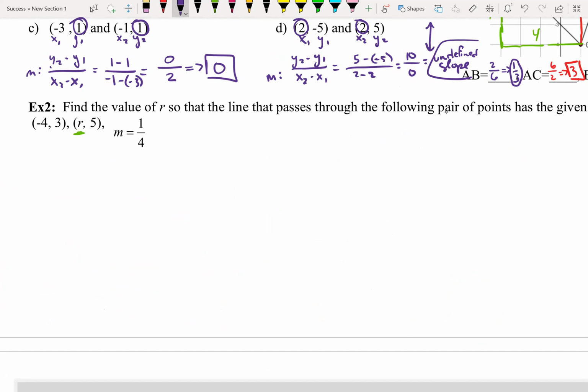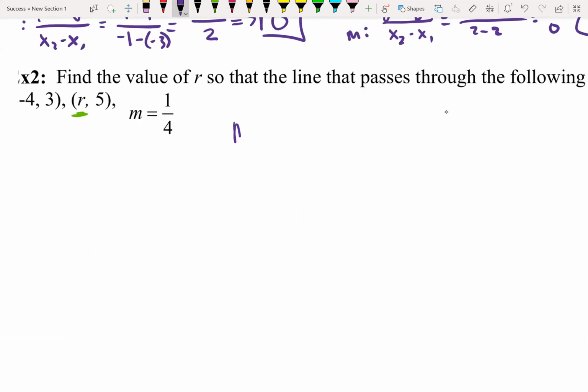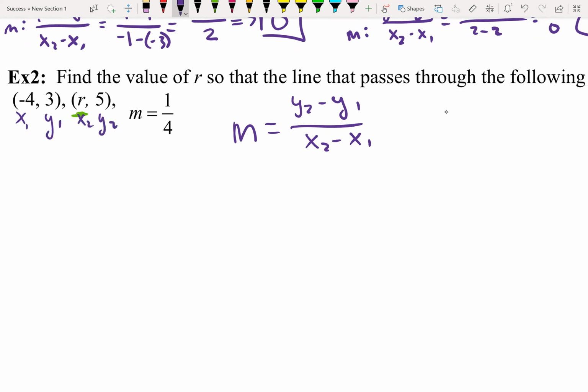So they give us our slope, which is a little bit different than what we've normally done, but we are in the habit of writing our formula over and over again. So I'm going to start that same way. We said my m equals y2 minus y1 over x2 minus x1. And I'm going to label my points just like I've been doing. x1, y1, x2, y2.